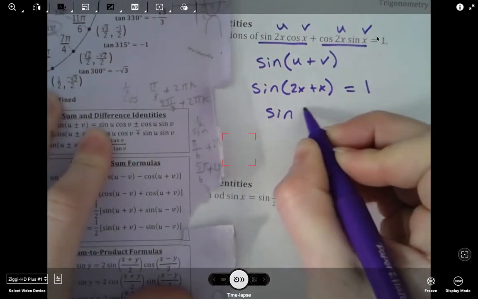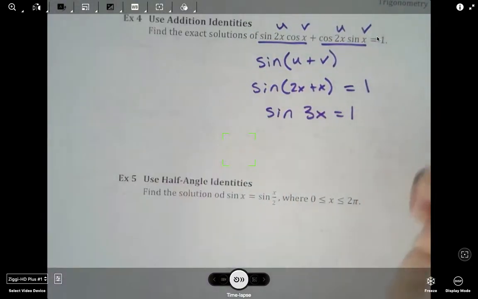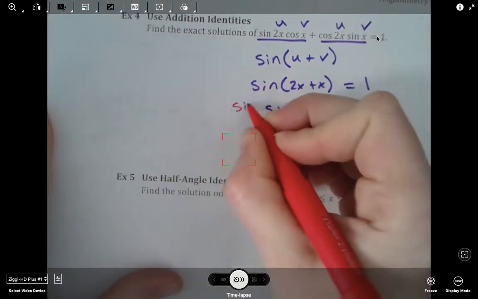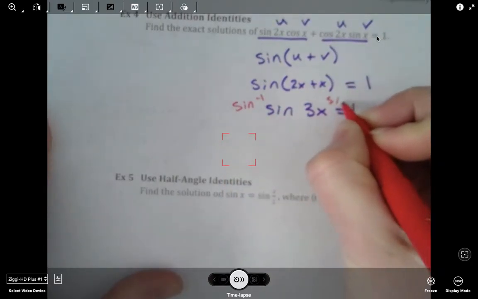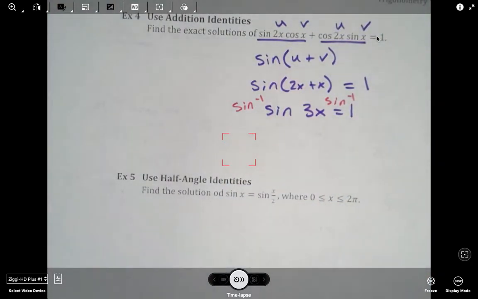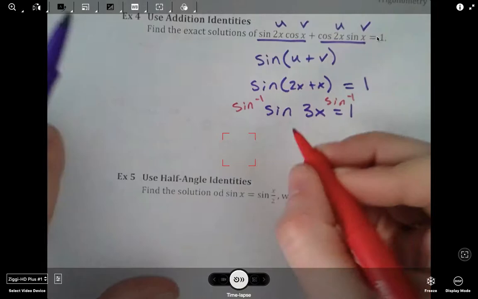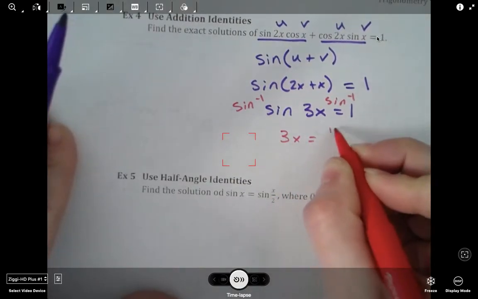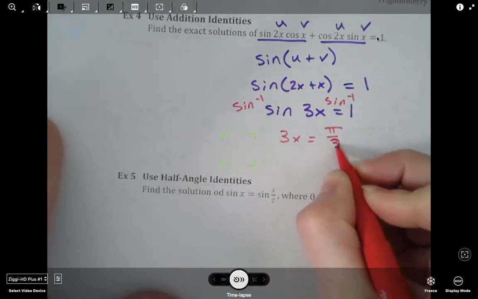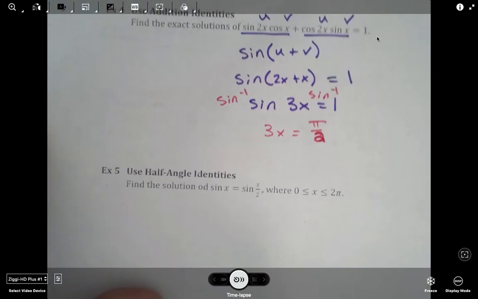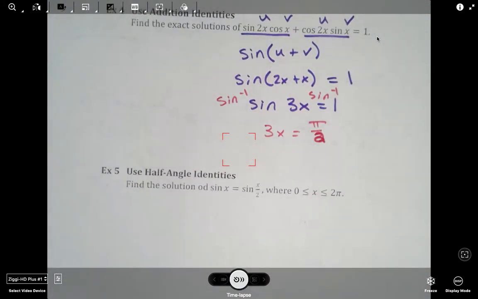Sine of 3x equals 1. Okay, and then what do we do? Inverse sine. Now, you can plug into your calculator, but if there's more than 1, it won't give it to you. Is there a 1 on our unit circle for sine? At just pi over 2. That one only has 1. Pi over 2, not pi over 3. There's only one place where sine is 1, and it's at pi over 2.